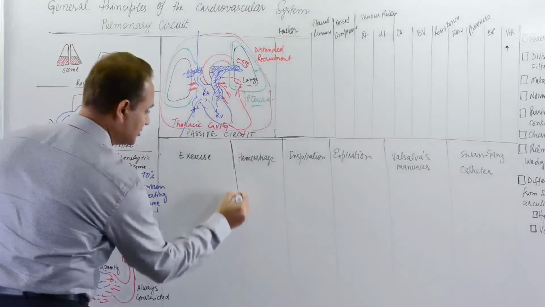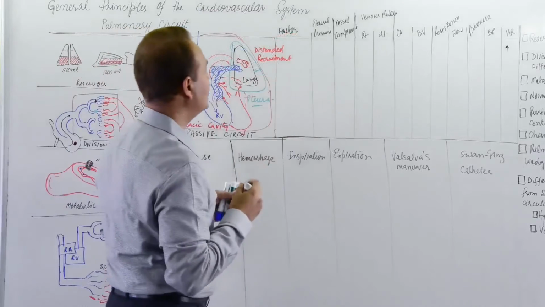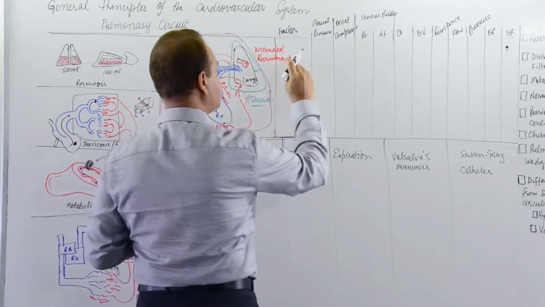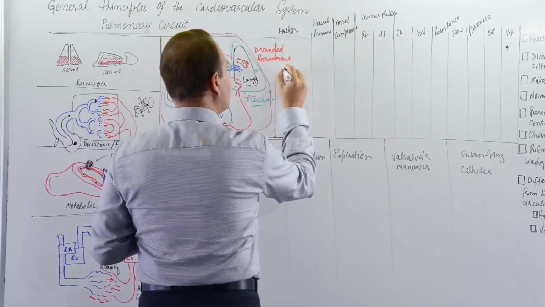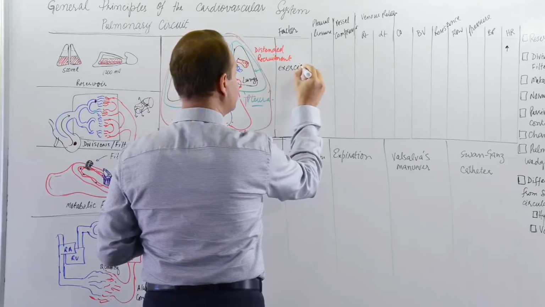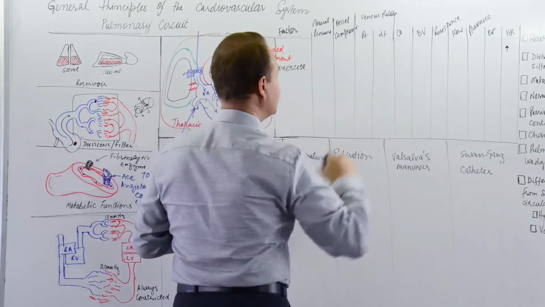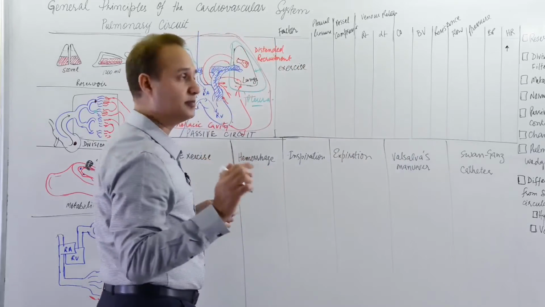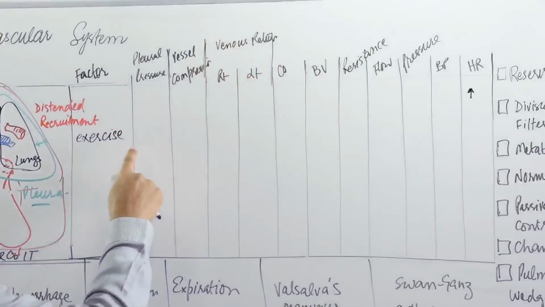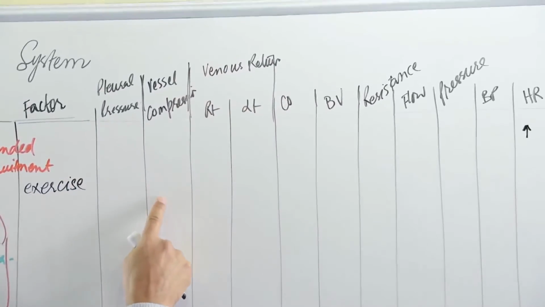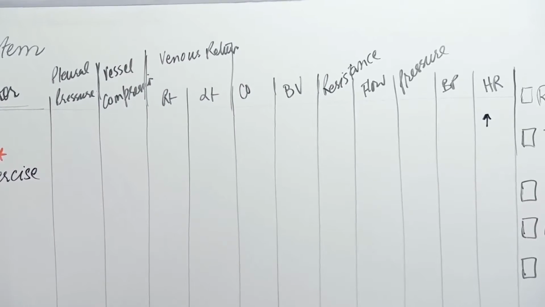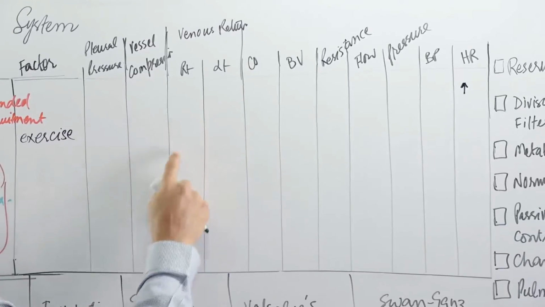All right, let's continue discussing what would happen. So let's look at some factors. Let's see what happens when we are exercising. Exercise. I'll go through this table. This table has 12 columns. What are the columns here? Pleural pressure. What happens to the pleural pressure? What happens to the vessel compression? Pulmonary vessel compression. What happens to the venous return?